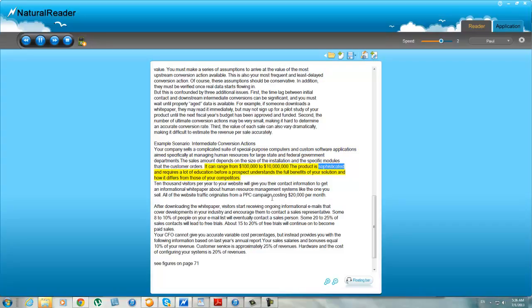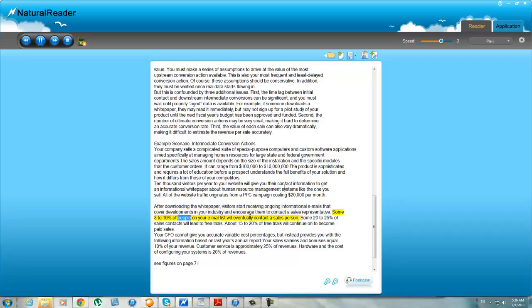The product is sophisticated and requires a lot of education before a prospect understands the full benefits of your solution and how it differs from those of your competitors. 10,000 visitors per year to your website will give you their contact information to get an informational white paper about human resource management systems like the one you sell. All of the website traffic originates from a PPC campaign costing $20,000 per month. After downloading the white paper, visitors start receiving ongoing informational emails that cover developments in your industry and encourage them to contact a sales representative.